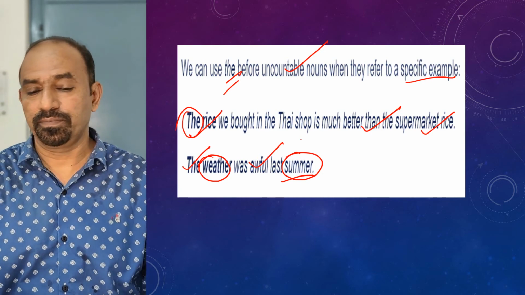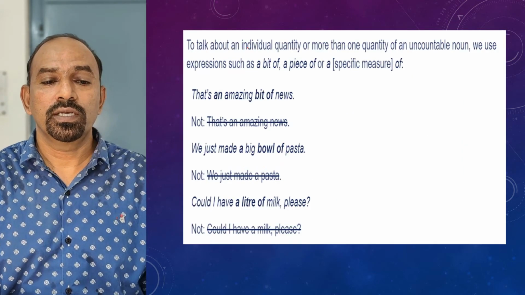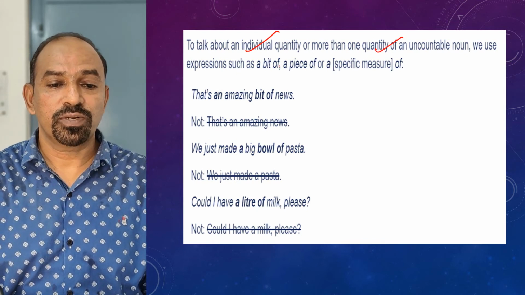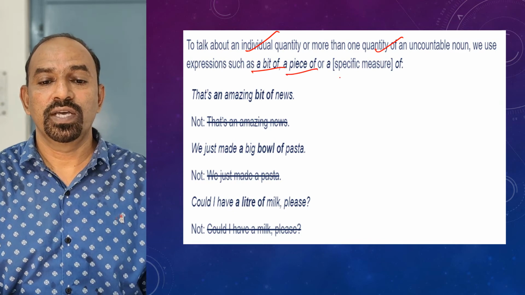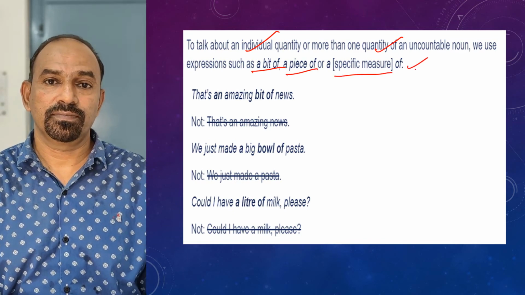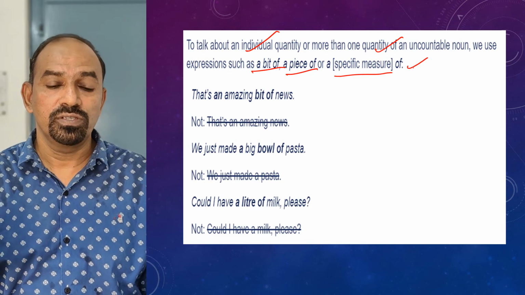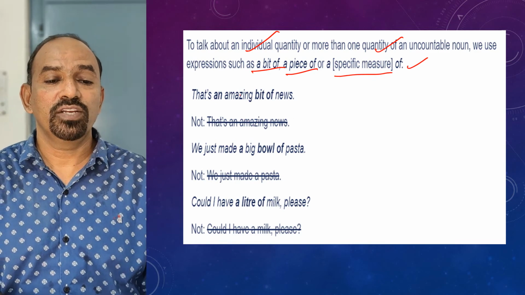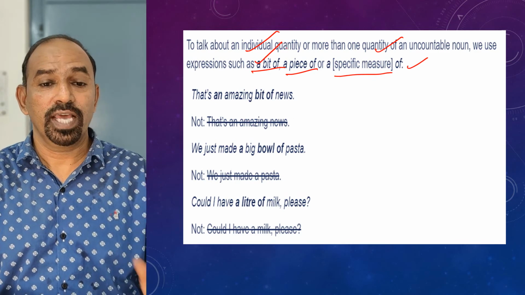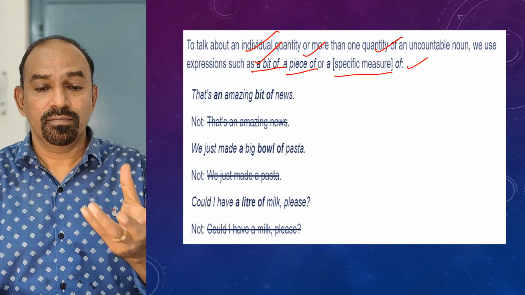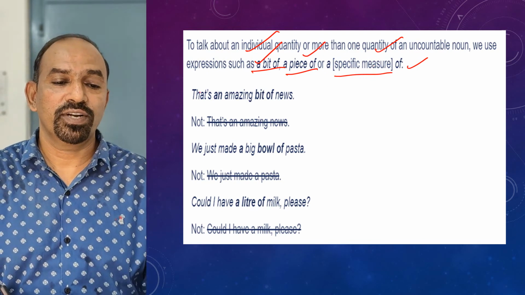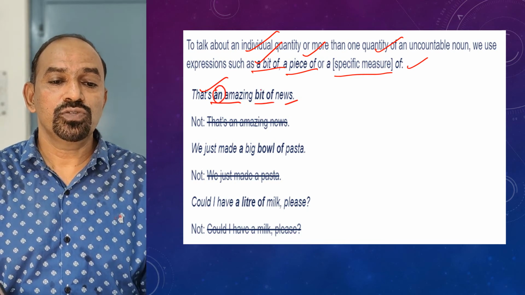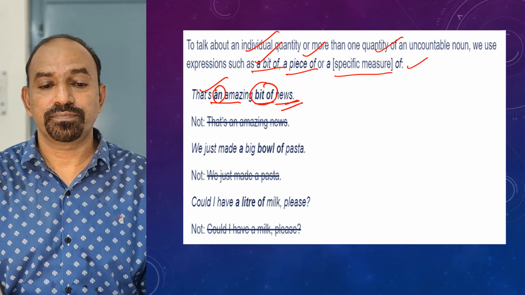Now, to talk about an individual quantity or more than one quantity of an uncountable noun, we use expressions such as a bit of, a piece of, or a specific measure of. For example, some nouns don't have a plural form. To get their plural form, we can use these expressions: a bit of, a piece of, a specific measure of that. For example, that's an amazing bit of news. An is used with a bit of news.